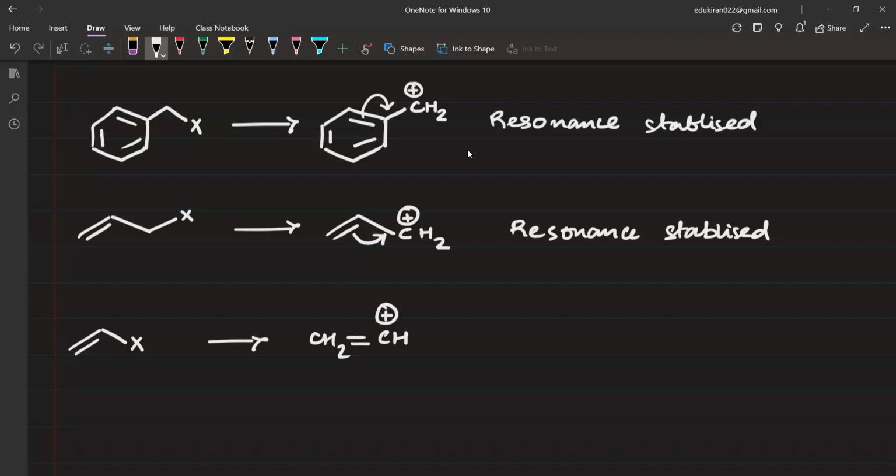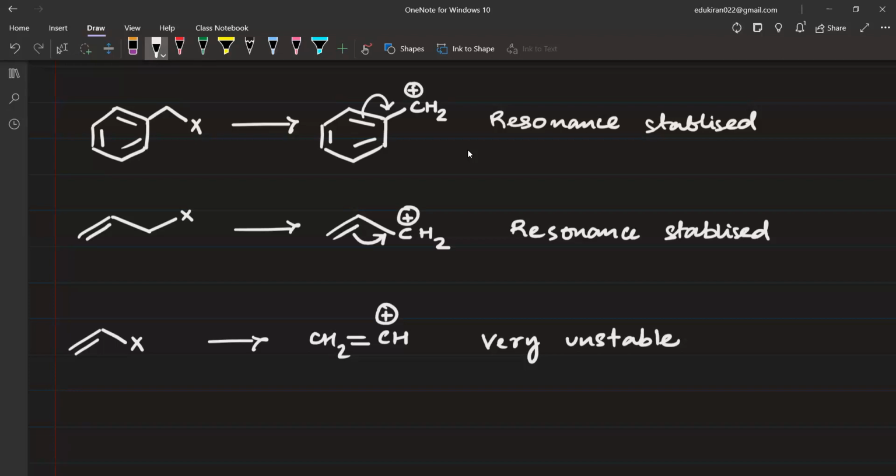Now, this positive charge is present just near CH2, and this CH2 is sp2 hybridized, which is more electronegative. So it is going to pull electrons. So this is very unstable. Very unstable. And that is why the vinyl halides don't show SN1 reaction.